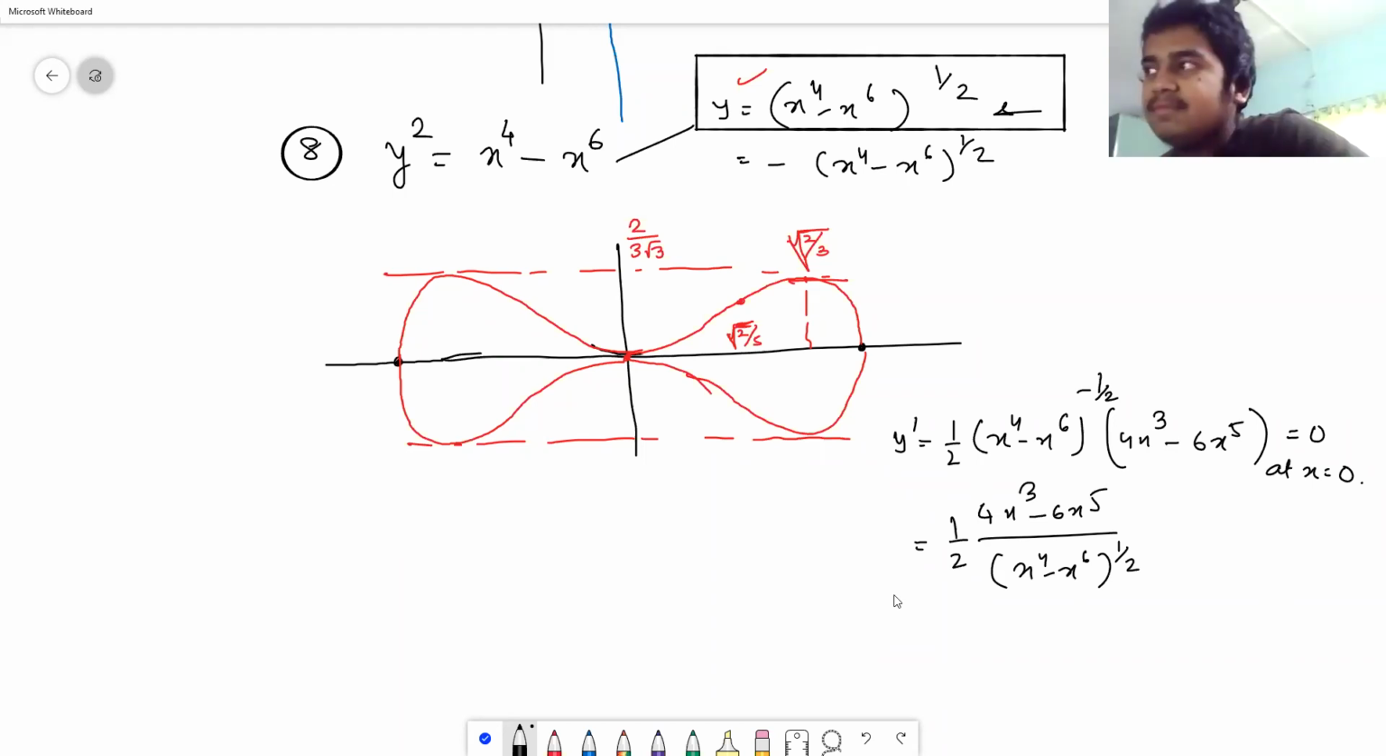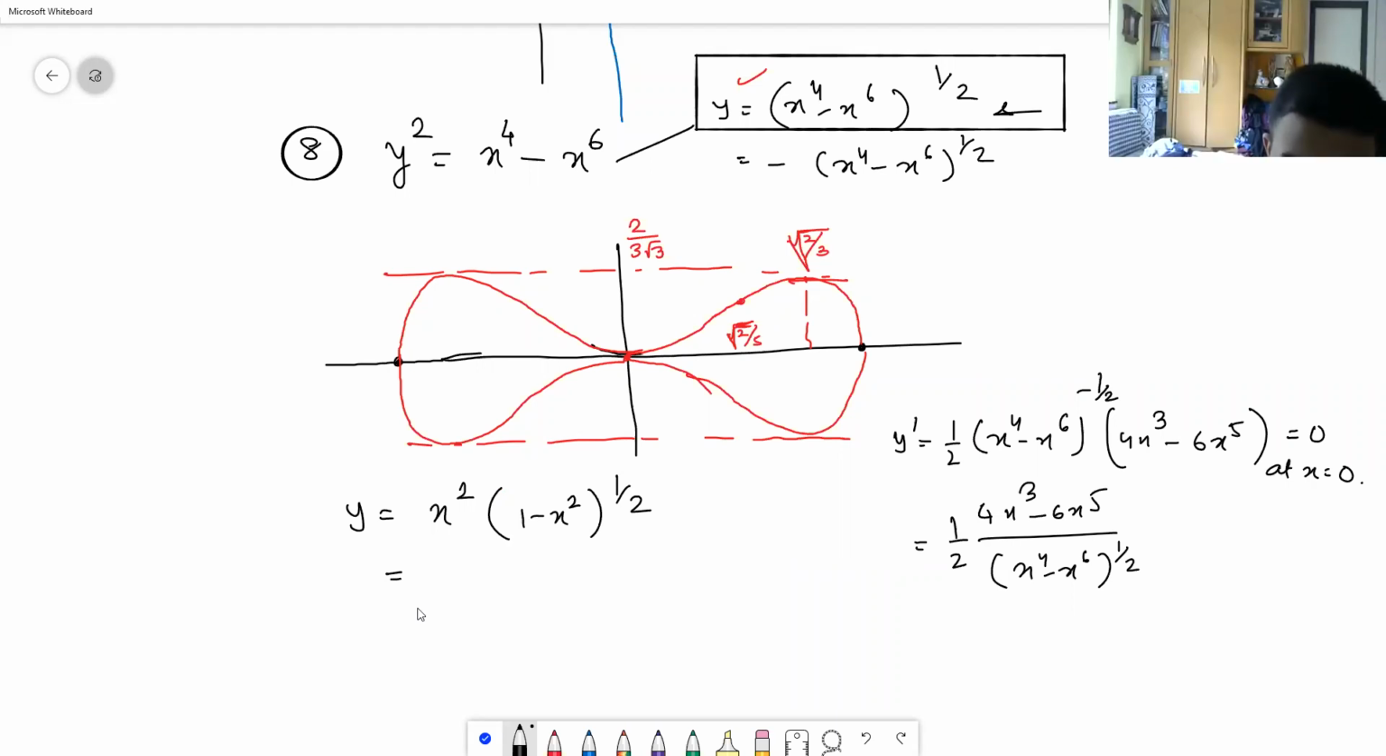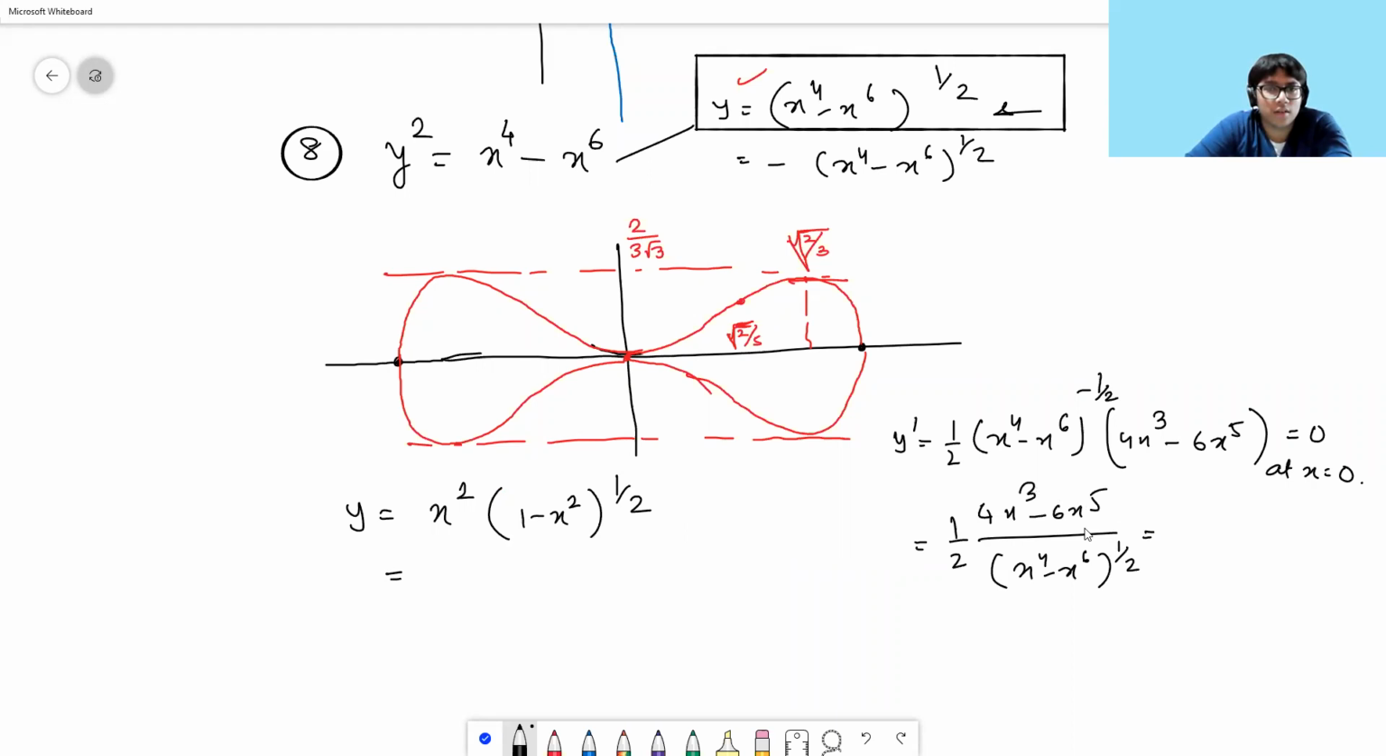Sir, before differentiation, we can take x raised to 4 common. Does it make a difference? y is equal to square root of x raised to 4, that is x square, inside bracket 1 minus x square raised to half, he is saying. So in y dash, x square from the numerator and x fourth from the denominator can be cancelled. Sir, instead of doing all of this, we can just say that the derivative at 0 is y of x minus y of 0 upon x minus 0 as x tends to 0. That easily gives us the answer.